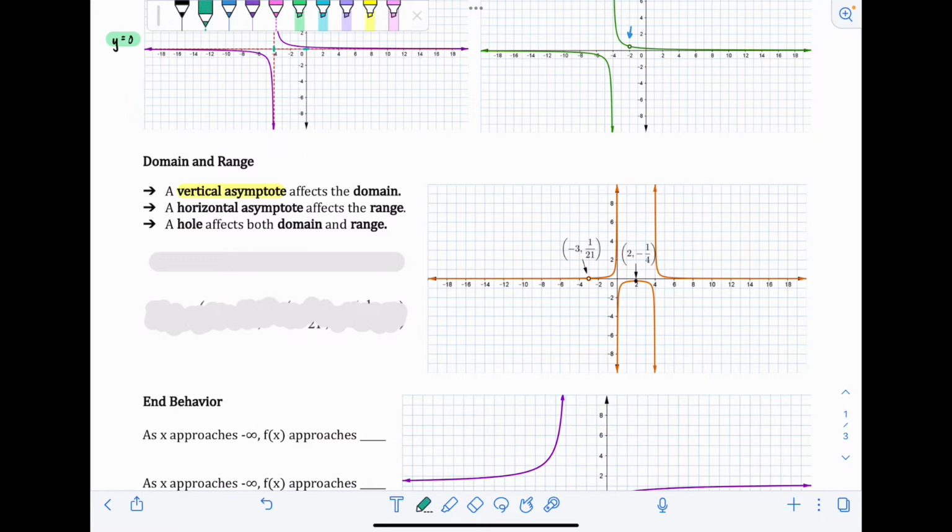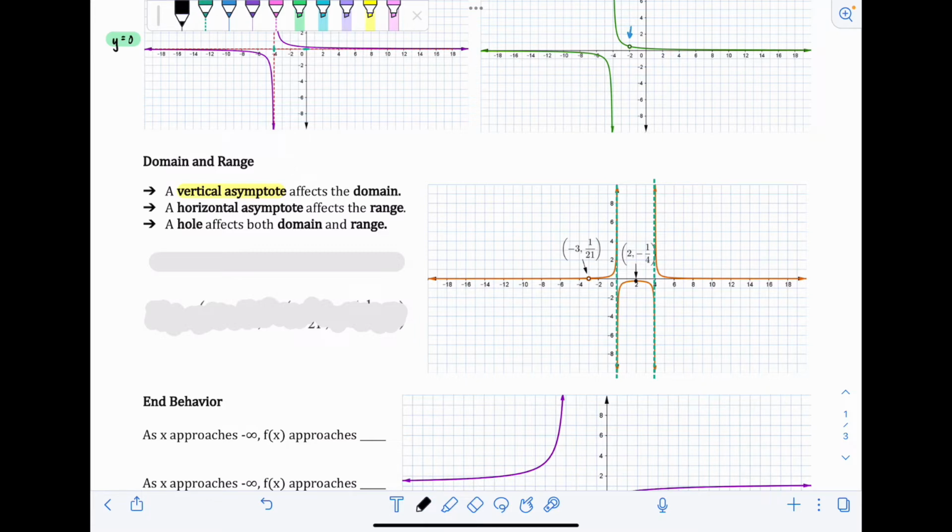So we have a vertical asymptote right here, because you can see the function itself shoots up along that line and shoots down along that line, but it's never crossing that line. And then there's another one right here, because the same trend is happening. The graph is shooting up along that line and down along that line, but it's not actually crossing that line.